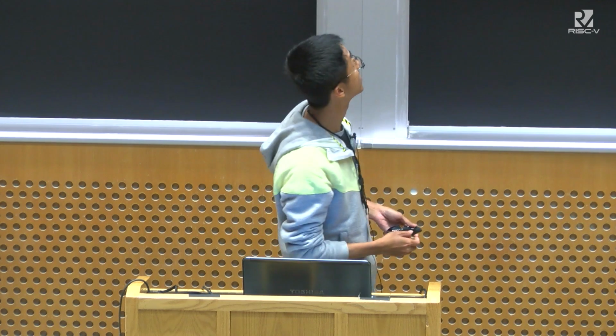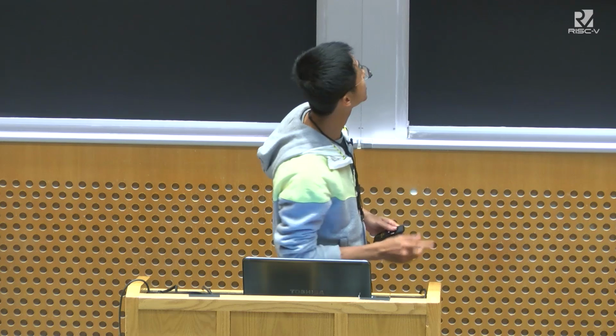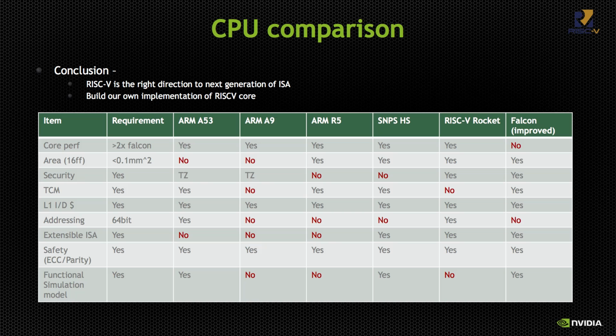So after the comparison, there's also another factor: all the cores from ARM are very, very expensive, and especially when you are trying to build a core from the ARM ISA, that's more expensive. So we concluded that RISC-V is the right direction for the next generation of ISA for our homemade embedded processor. And we decided that we will build our own implementation of a RISC-V core.